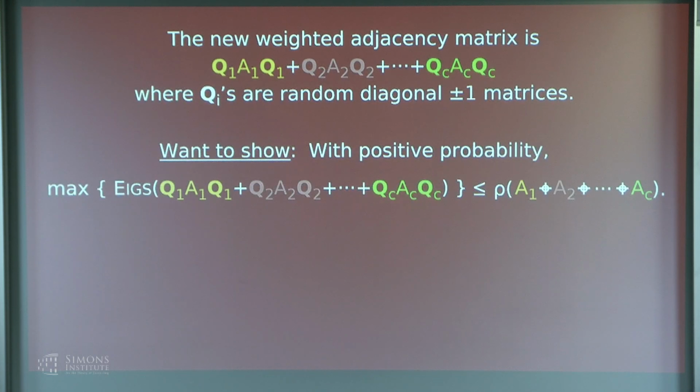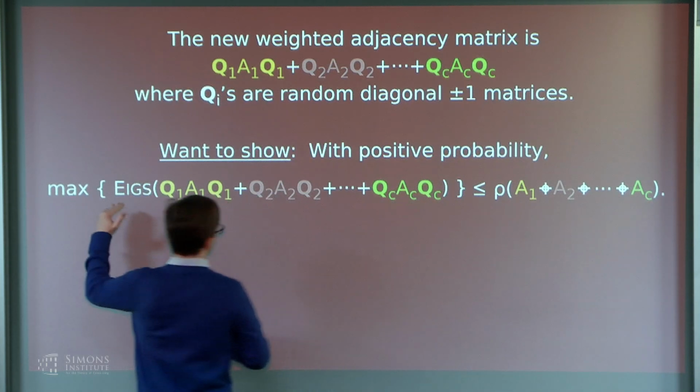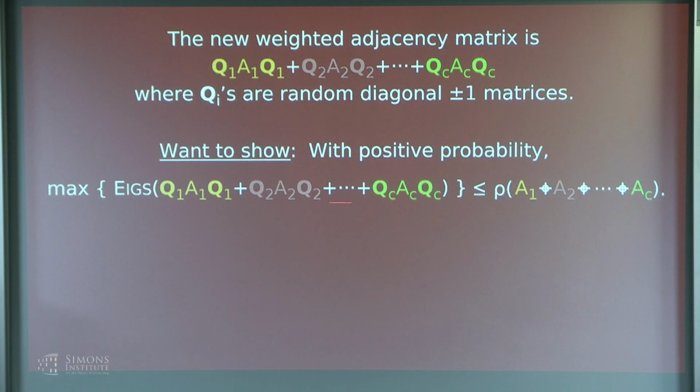And now we want to understand the eigenvalues of this matrix. Just to remind you what we want to show, this is exactly the theorem we want to show. You have any atoms, A1 through AC, you do these random diagonal sign matrices, conjugate the atoms by them, add them, get a matrix. You look at its eigenvalues.